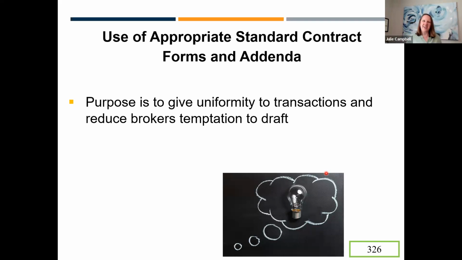Other states, and I can't tell you which states, may not have pre-printed contracts. What other states use is something called a letter of intent. Buyer and seller exchange a letter of intent, basically agreeing on the terms. Then once they have that letter of intent, they contact an attorney to draft the actual contract. North Carolina does not use a letter of intent. Instead, we're provided with pre-printed forms.